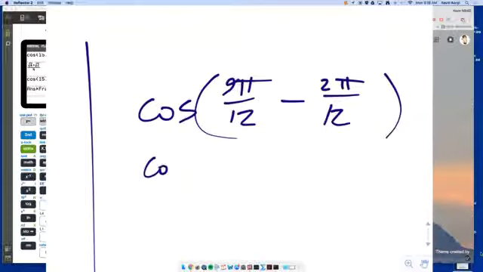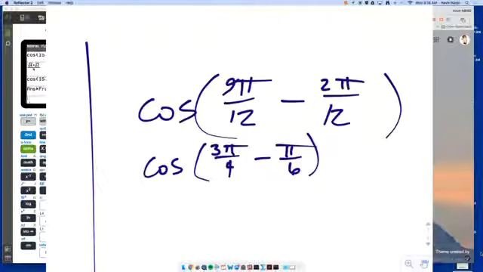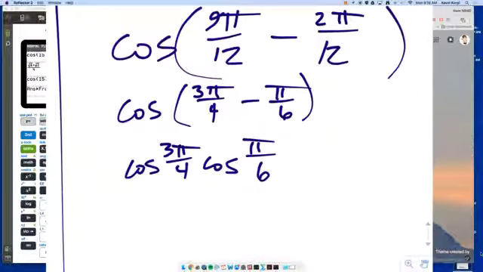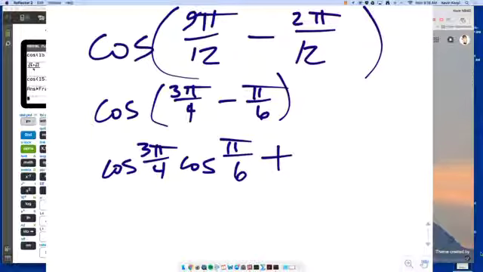But now we can simplify each of those. So 9 pi 12 simplifies to 3 pi fourths, and 2 pi 12 simplifies to 1 pi 6. Good. And if you do that correctly, if you pick your two angles, those should then simplify to unit circle angles. And now we'll use the identity. Cosine, cosine. Cosine of the first, cosine of the second. And now what happens to the sign? Becomes plus, right? And then sine of the first, sine of the second.